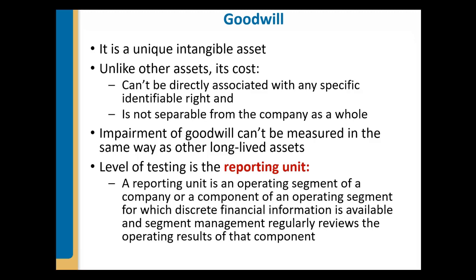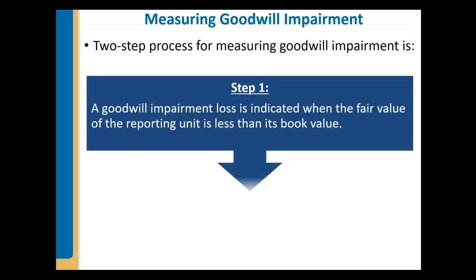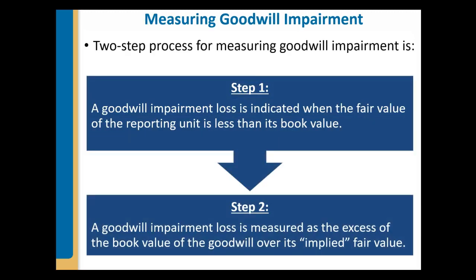A reporting unit is an operating segment of a company or a component of an operating segment for which discrete financial information is available, and segment management regularly reviews the operating results of that component. Measuring goodwill impairment is a two-step process.